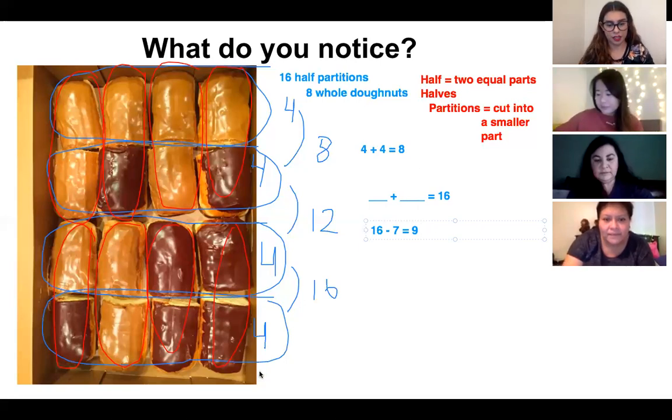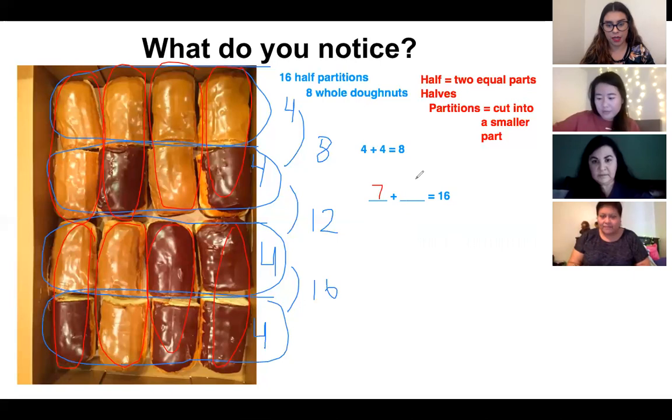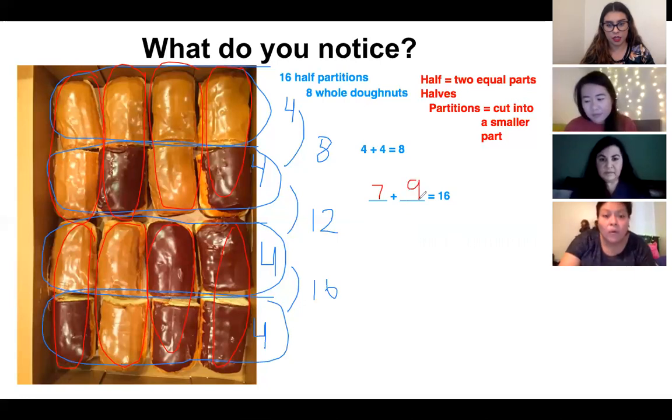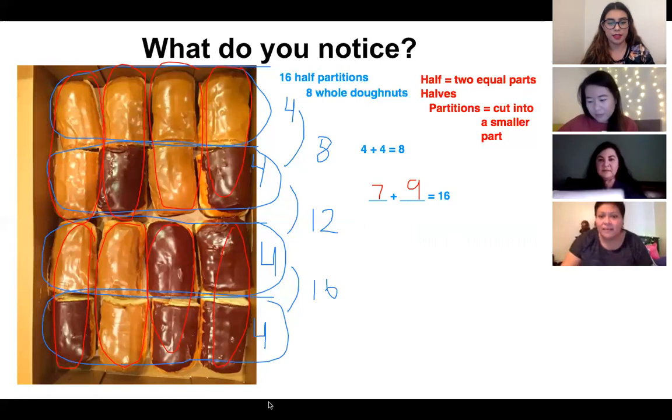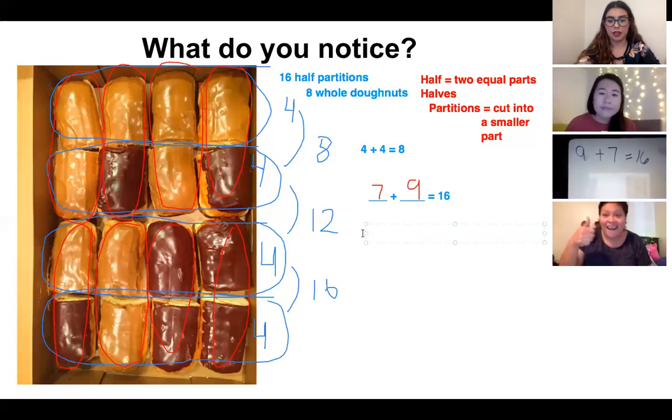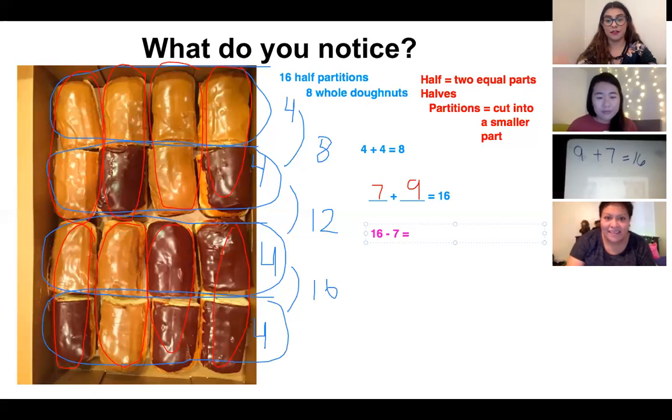Beautiful. So I can write that here, actually. We'll put 7 chocolate donuts and 9 maple bars. And Ms. T wrote a number sentence that says 16 minus 7, because Ms. Hernandez had told us before that there were 7 pieces of chocolate donuts. So 16 minus 7 would give us 9.